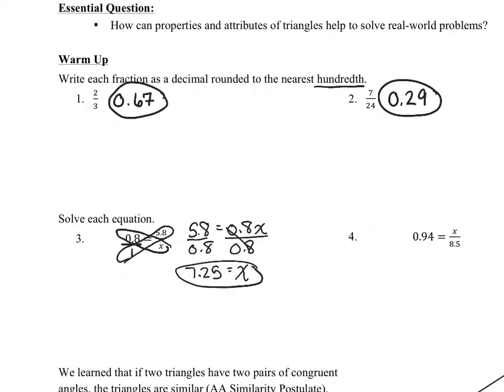Since number 3 has an x on the bottom, I set it up as a proportion to make things a lot easier. So I put the left side 0.8 over 1, and then I could cross multiply to solve. You could technically do the same thing on this problem as well if you wanted to. You get x equals 0.94 times 8.5, which is 7.99.